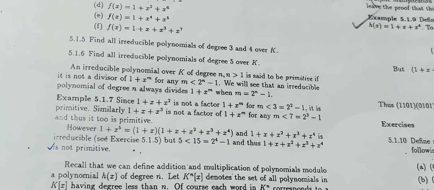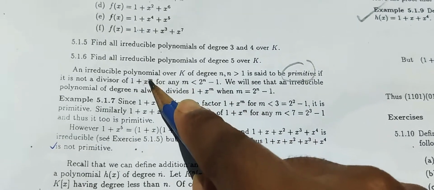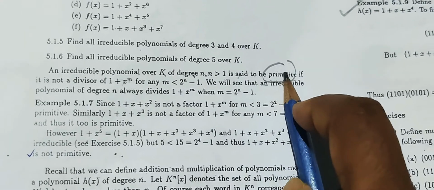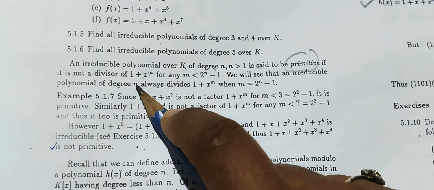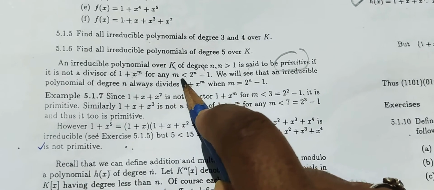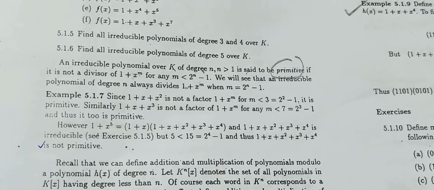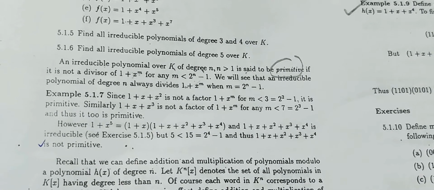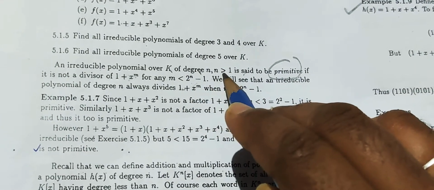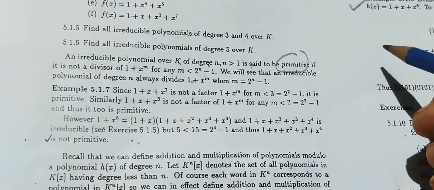So the next definition is primitive. What is a primitive? An irreducible polynomial over k of degree n greater than 1 is said to be primitive if it is not a divisor of 1 plus x raised to m for any m less than 2 raised to n minus 1.